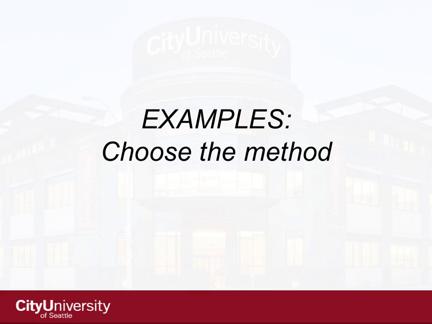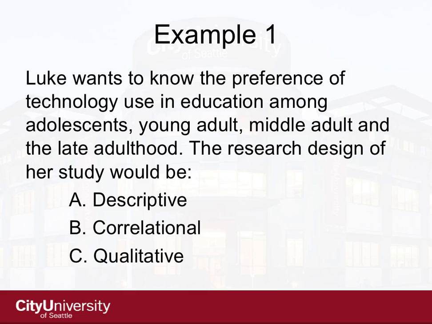So in the brief time we have remaining, I want to share some examples of having you choose the method. Now, again, simple, but the point is that it's iterative and you're going to be talking about this as you write your work. But here's an example. Luke wants to know the preference of technology use in education amongst adolescents, young adult, middle adult, and late adulthood. What's the research design, do you think, Luke? Oh, sorry, change that. Should be descriptive, correlational, qualitative. What I'm going to do is allow you to pause and then continue on. So feel free to pause anytime, and then we'll continue on with the answer.